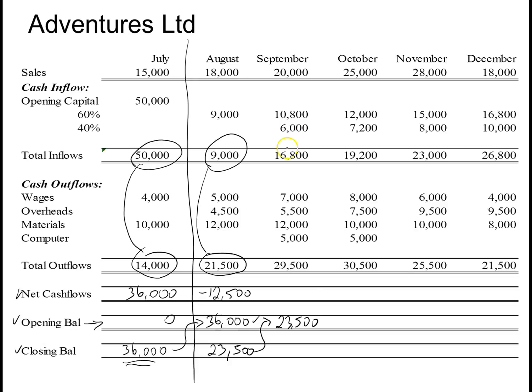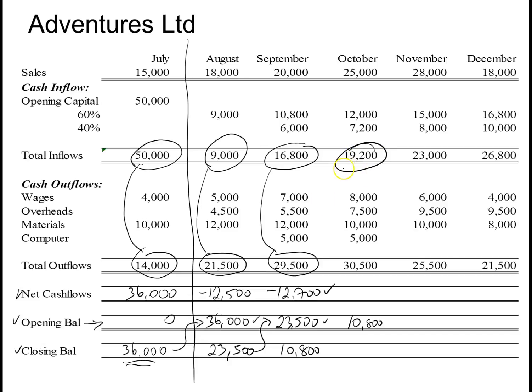So continuing on down then, total cash inflows for September, 16,800. Total cash outflows for September, 29,500. Net cash flow minus 12,700. So minus 12,700 plus the 23,500 leaves them with 10,800 at the end of September, which becomes the opening figure for the beginning of October.